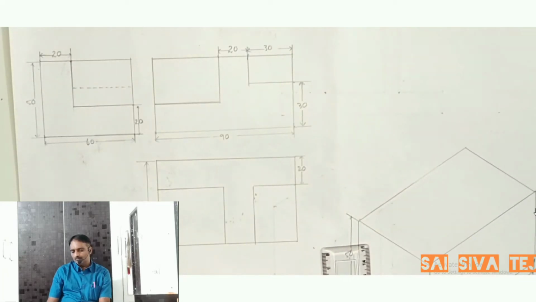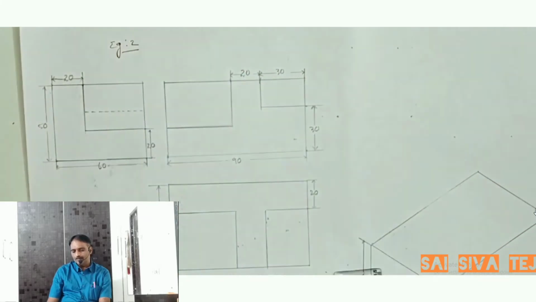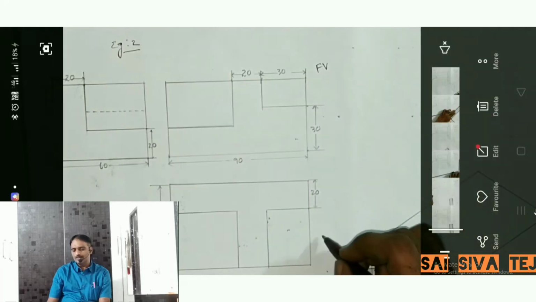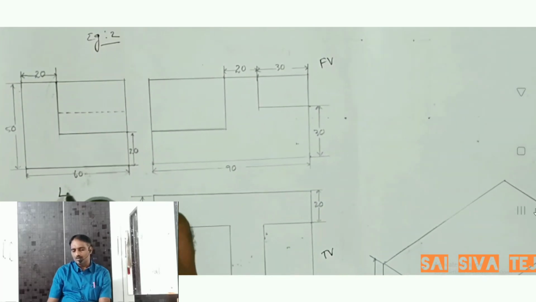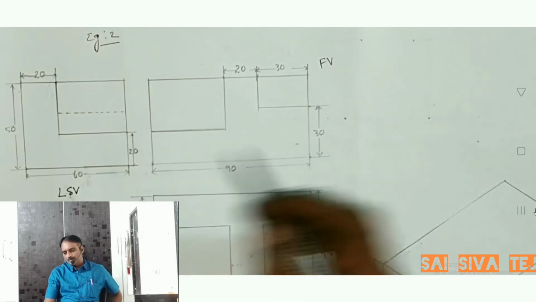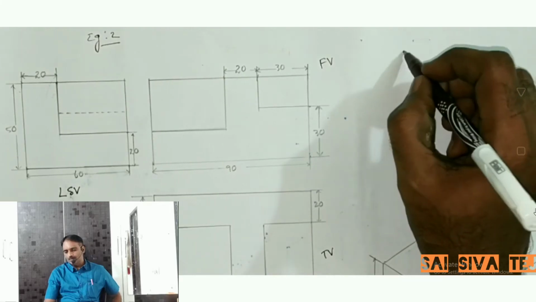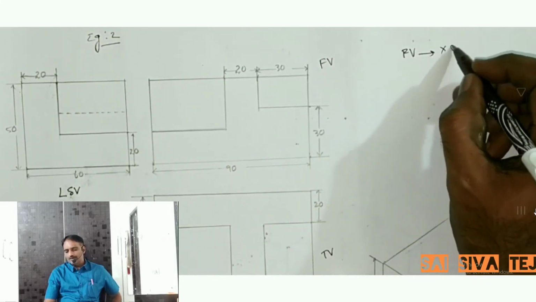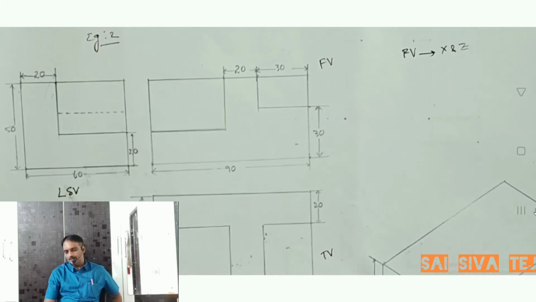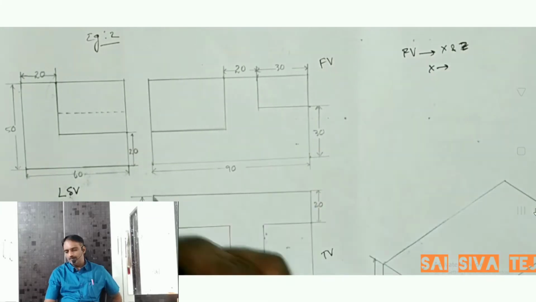In example 2, we are given front view, top view and the left side view. Actually, the left side view is to be represented onto the right side, but here it is drawn onto the left side of the front view itself. From the front view, the dimensions of x and z will be known to us. So if you observe here from the front view, the x length is 90 units and z is 50.